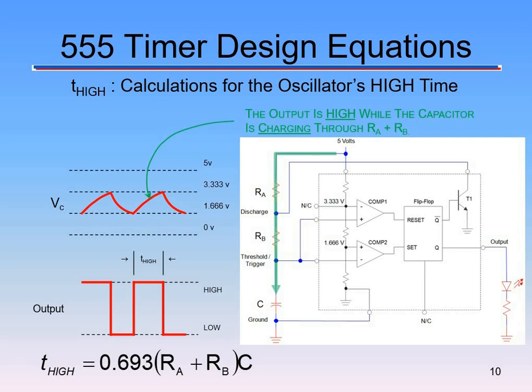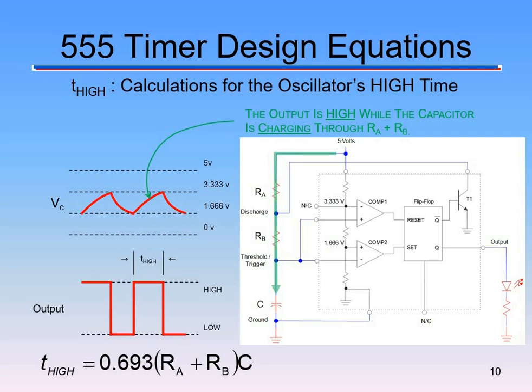So you need to write this equation down, time high. Don't worry about where that 0.693 comes from. Just make sure you know that you need to use it. You're going to take 0.693 times RA plus RB times the capacitor value. That's how we calculate time high. On a test, I'm going to ask you to calculate time high, time low, duty cycle, frequency, period, and those sort of things. We're going to go through the examples in a second. Remember, time high on the square wave is when it's at 5 volts.